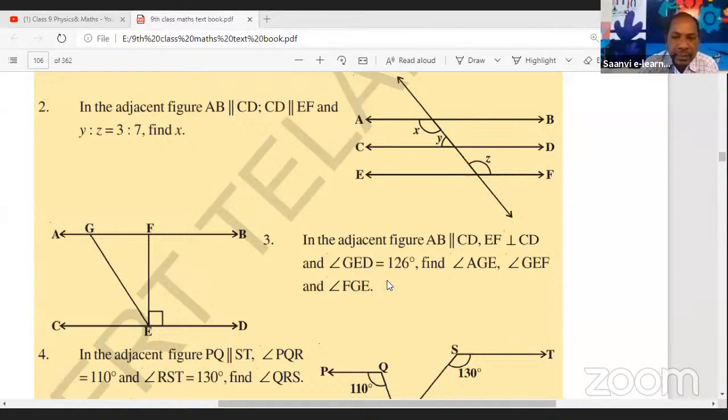Now see the third question. In the adjacent figure, AB is parallel to CD. The line AB and line CD are both parallel lines, because they are not intersecting. And EF is perpendicular to CD.